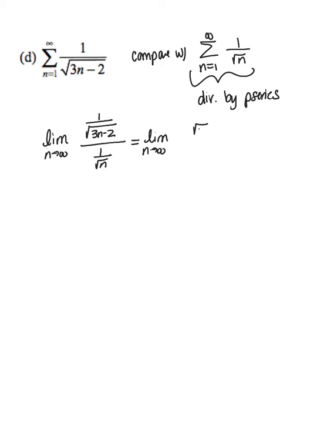When I clean this up, I get the square root of n over the square root of 3n minus 2. And at this point, I'm kind of a little stuck. I can go ahead and say this is equal to infinity over infinity if I want to, and I can use L'Hopital's rule there, and I'm sure it would all work out just fine. But I want to show you a little trick of just an easy switch right here.